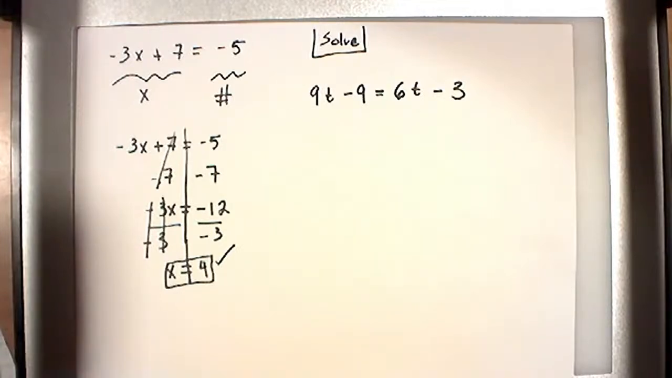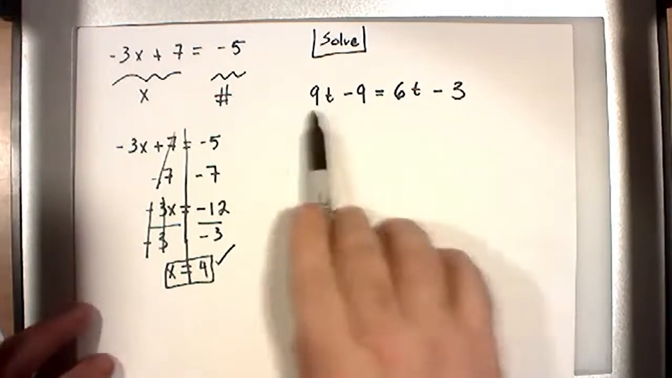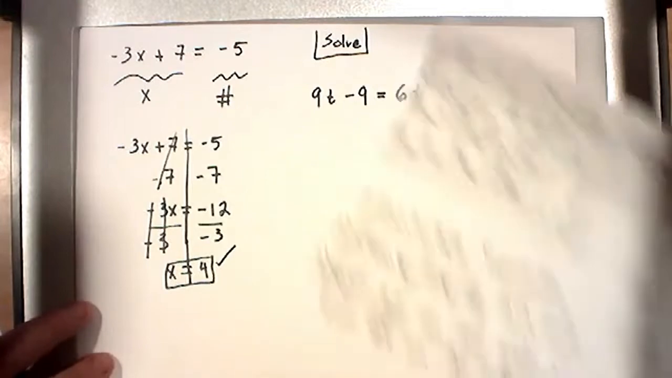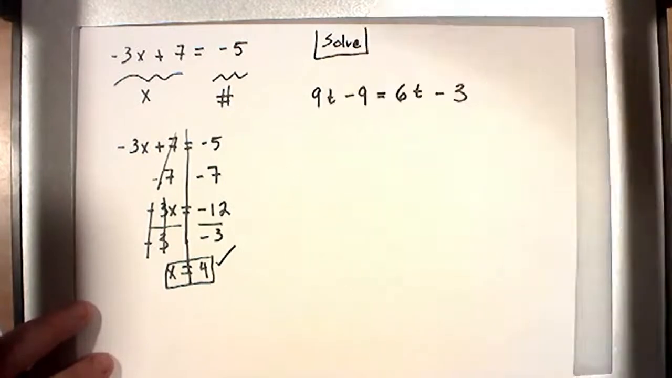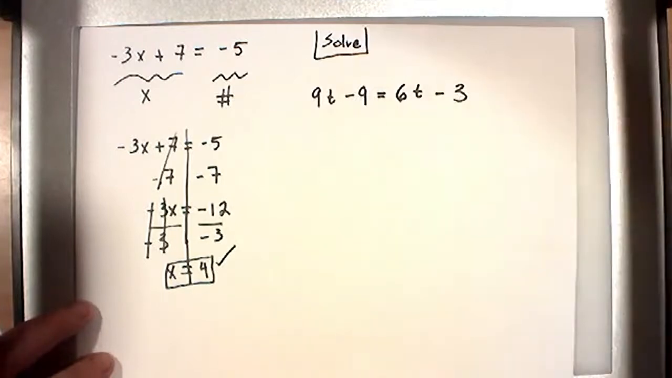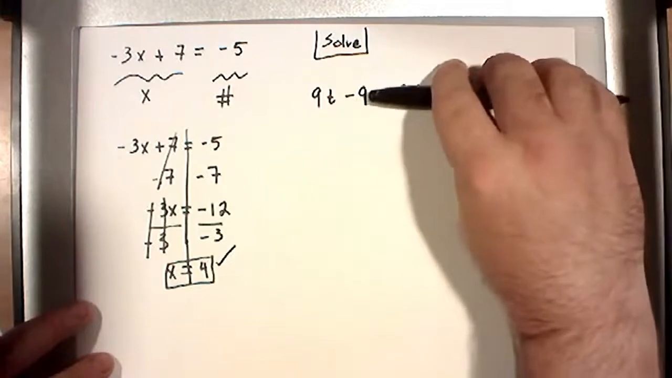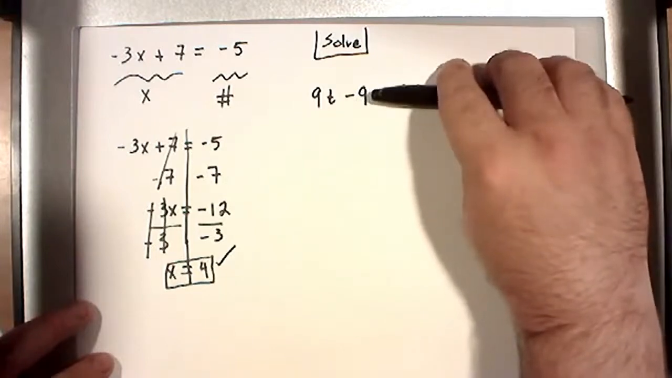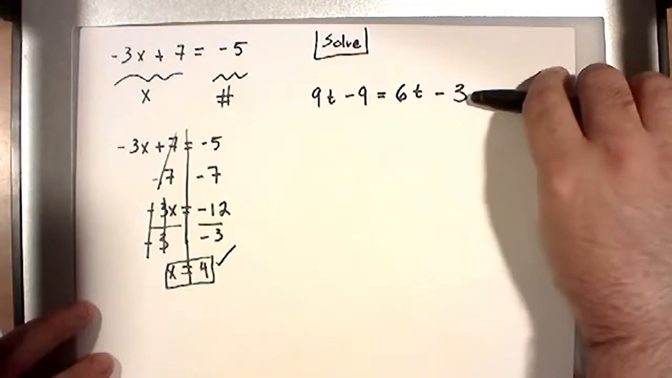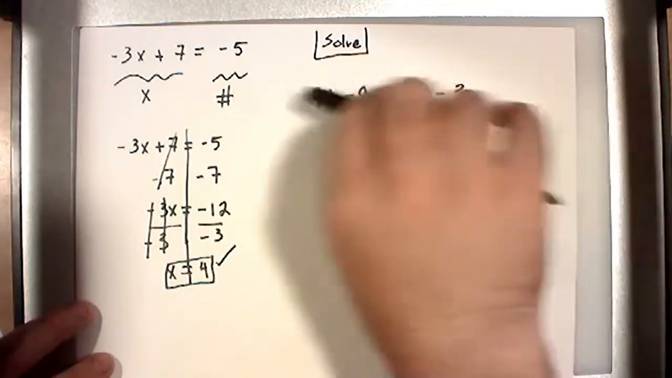All right? So first thing I'm going to do is think about, is there any distribution? No. Again, have those steps with you, right? Have this little checklist with you if you need to. There's nothing to distribute here. There's nothing to distribute here, so I don't have to worry about that. Can I clean up the sides? Well, remember, what I mean by that is just look at the left side by itself. 9t minus 9, can that be cleaned up? No. Look at the right side. 6t minus 3, can that be cleaned up? No. These are not like terms. These are not like terms.